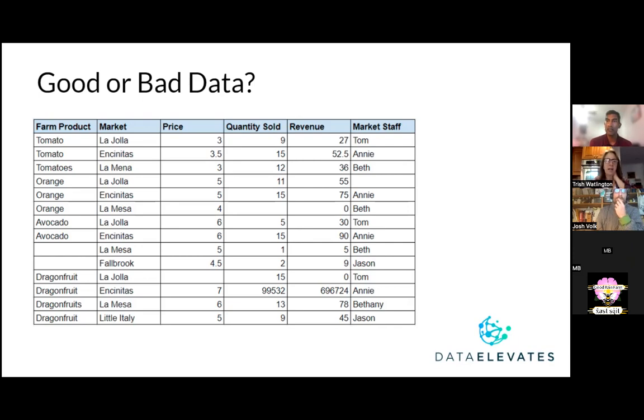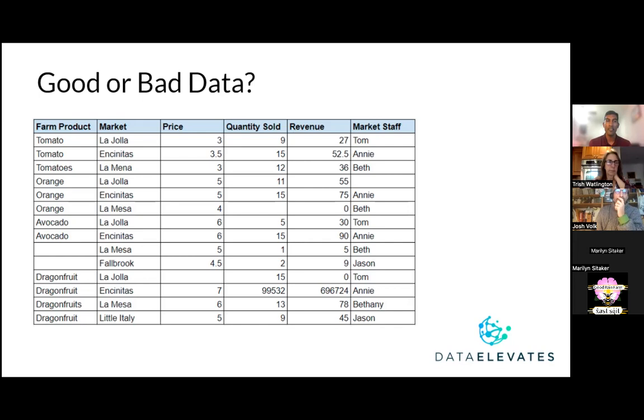Somehow this 99,000 doesn't seem like it might be accurate either. I didn't note that and make it very clear, but that's kind of what I was getting at. Well, we also don't know where the data comes from, who collected the data. Did everybody get a consistent set of questions?